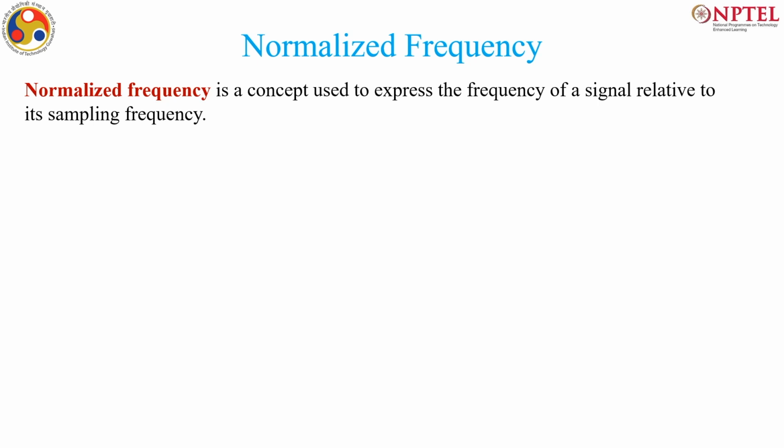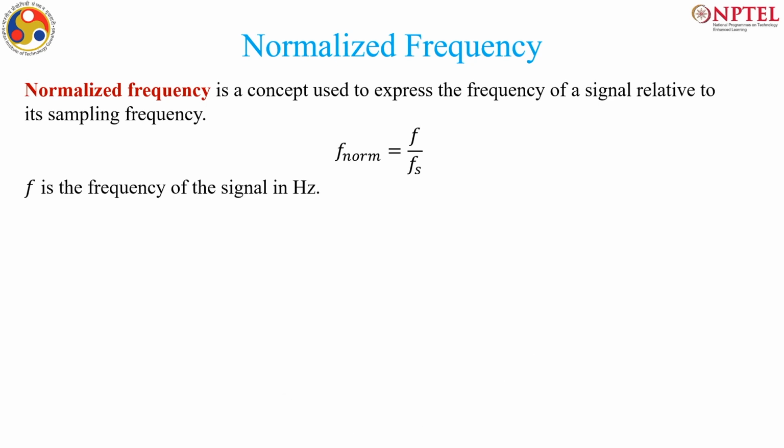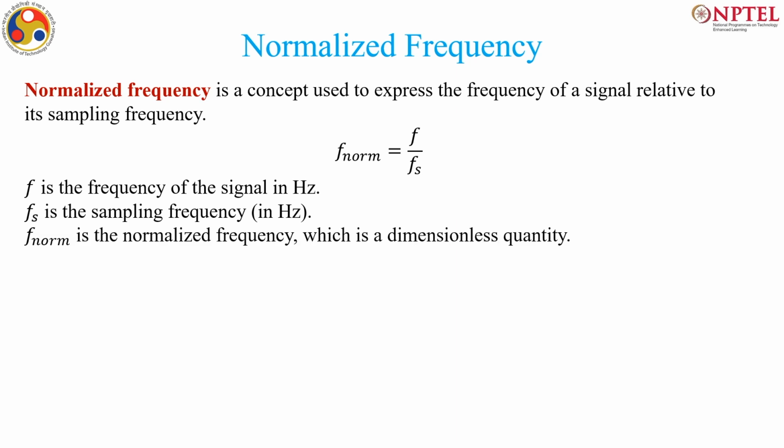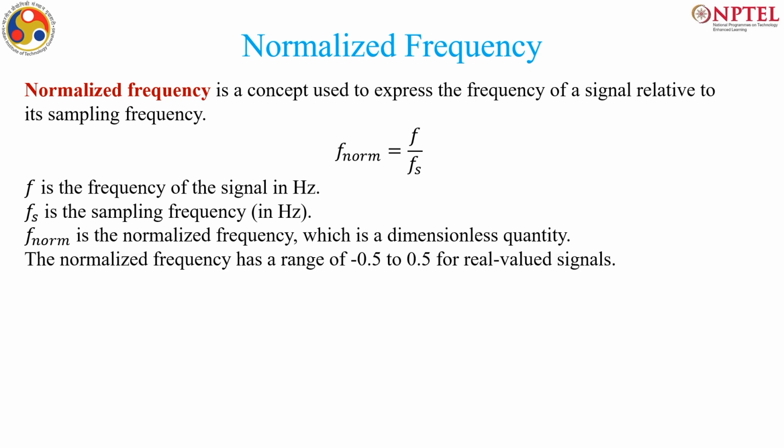And this brings us to the concept of normalized frequency. What is normalized frequency? This is the frequency relative to our sampling rate. If f is the frequency of the signal and fs is my sampling rate, the normalized frequency is f/fs, a dimensionless quantity because we are taking the ratio of two hertz values. This normalized frequency is in the range of minus 0.5 to plus 0.5.